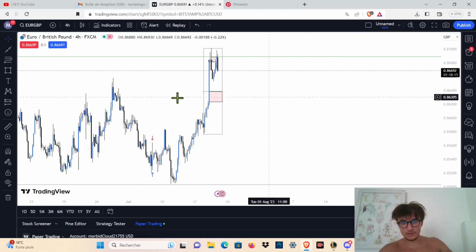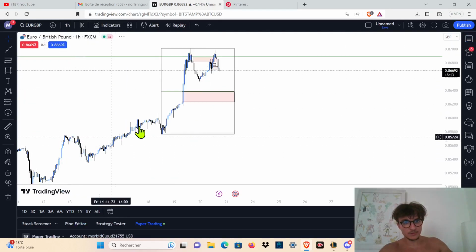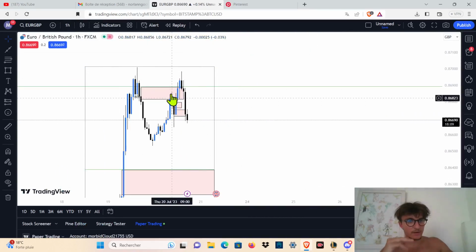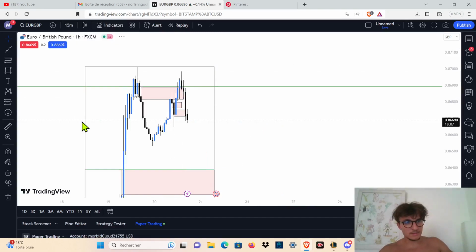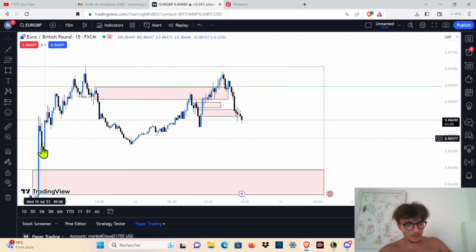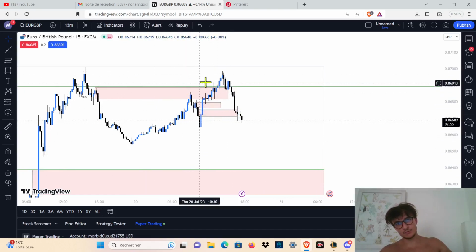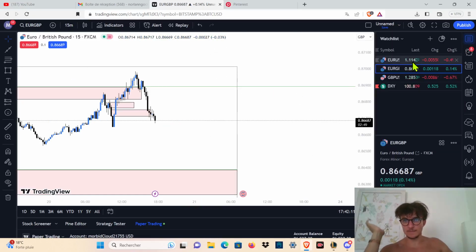Then I went into Euro GBP on H1. I entered the chart right here. I saw that price broke structure to the downside, came back into this order block, and I thought the rejection would go into the discount zone. At the end, I was wrong. It hopped to target higher highs, but it was still okay.